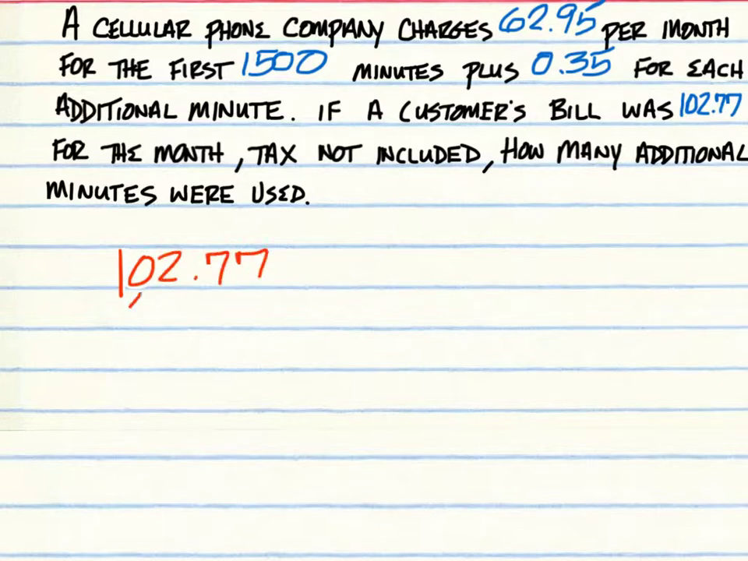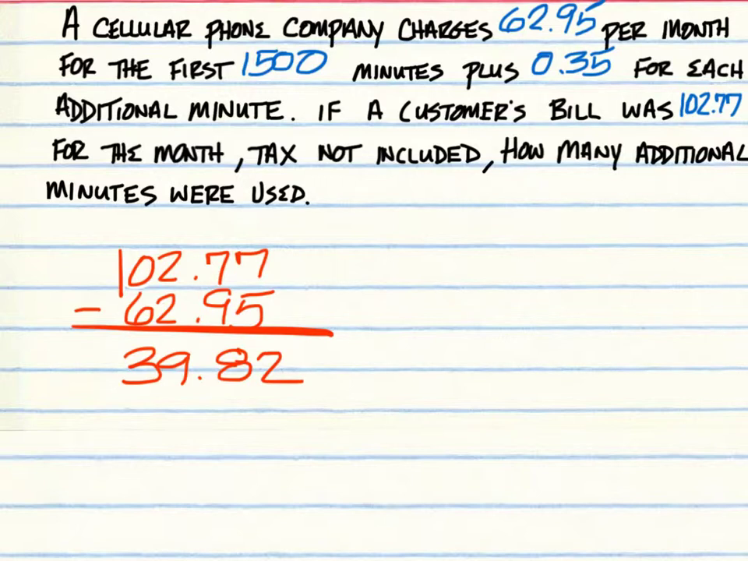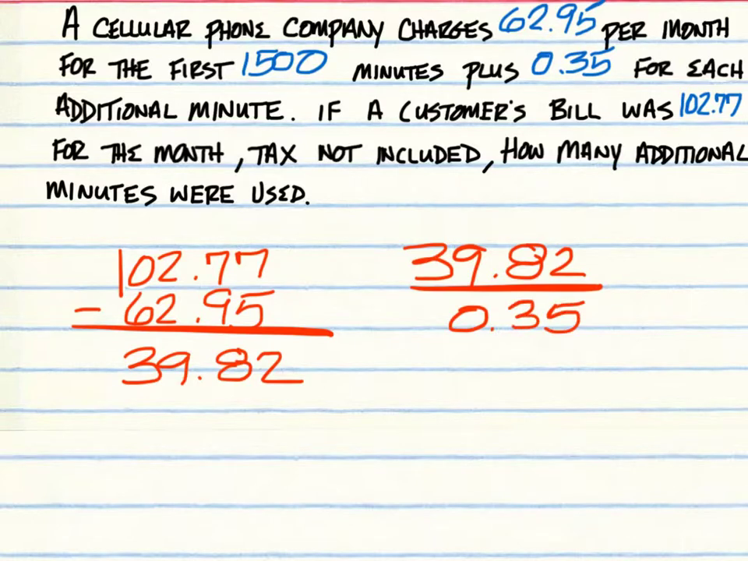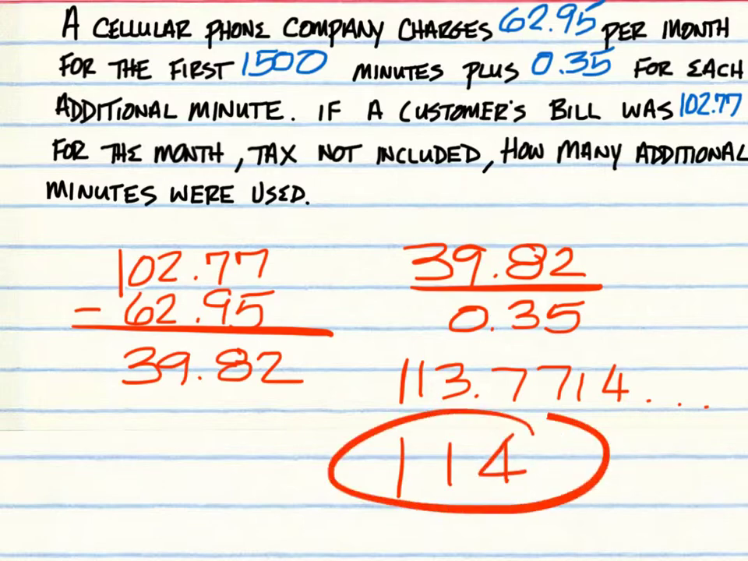And then subtract $62.95. You should get back $39.82. Now divide $39.82 by the 35 cents per minute when you go over. You'll come back with 113.7714 and on out. The nearest minute is 114.